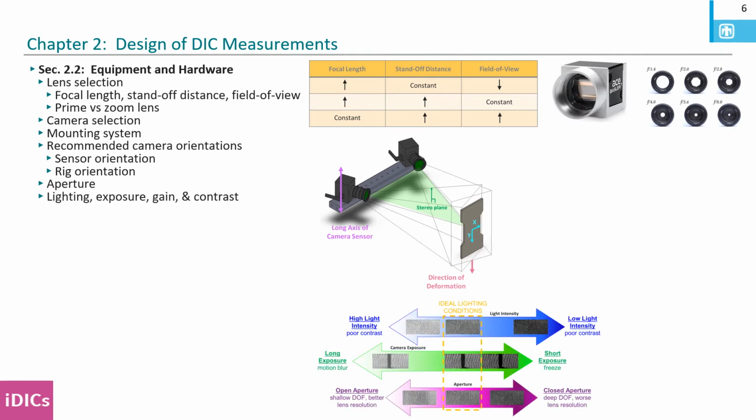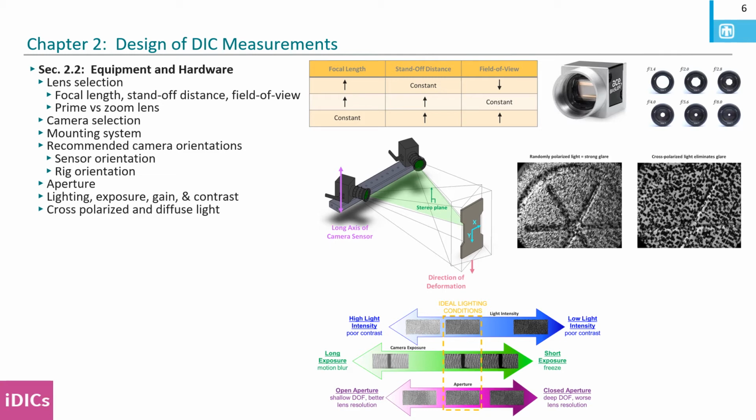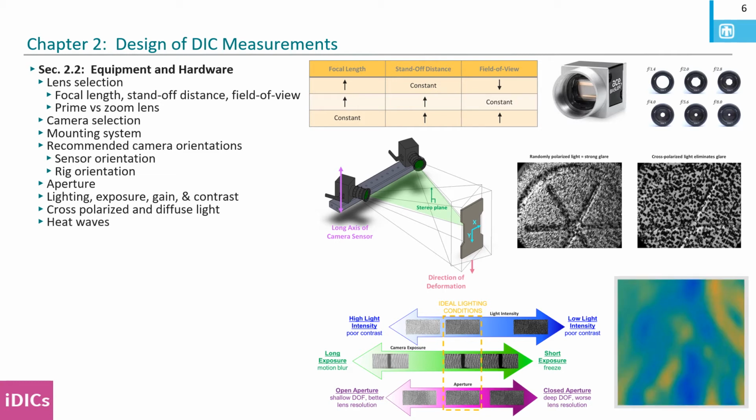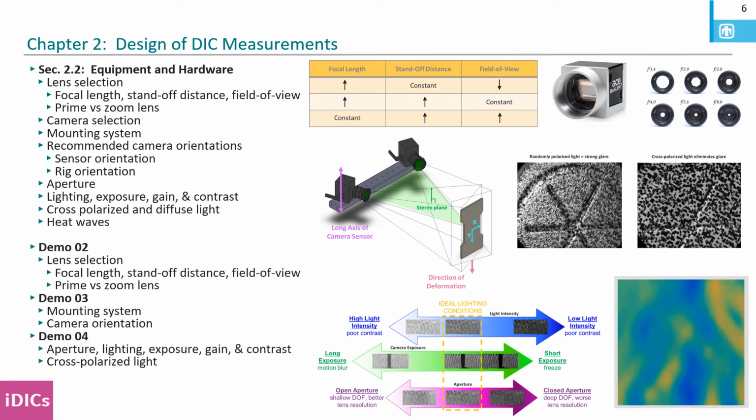Then we'll discuss lens aperture and specifically the interplay between lighting, exposure, gain, and your final image contrast. We'll also discuss different schemes for good lighting conditions, including cross-polarized and diffuse light, and then we'll discuss heat waves and how hardware heating can affect your DIC measurements. After we go over all of those concepts in the slides, we'll have 3 different demonstrations that again help to elucidate those comments with the actual exemplar that I showed previously.